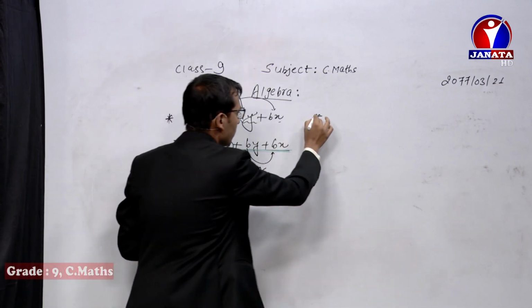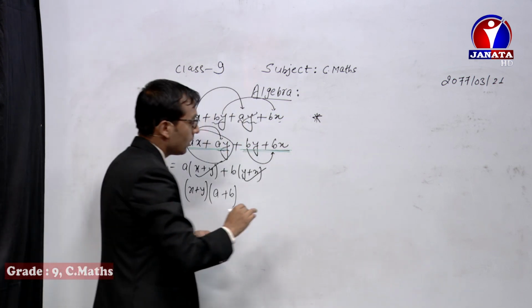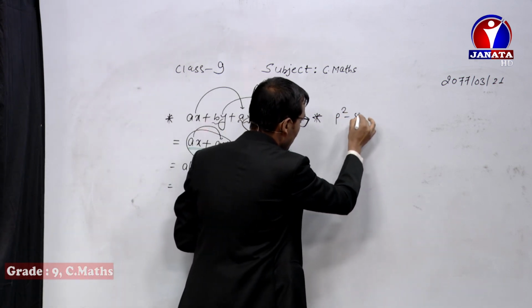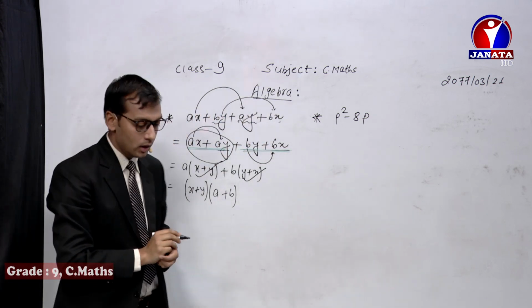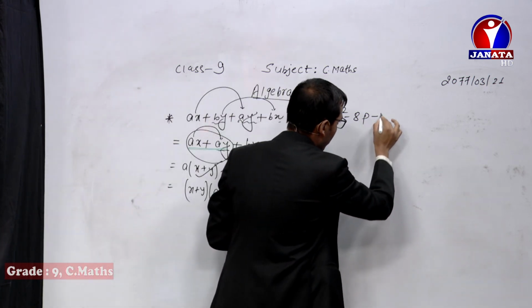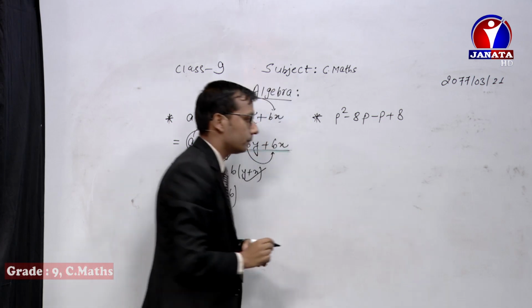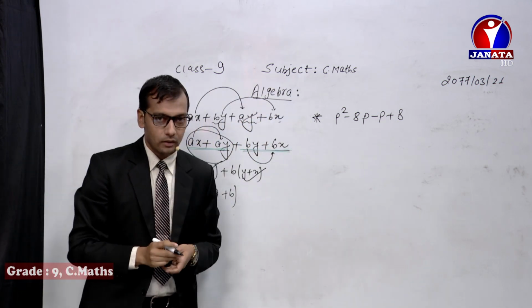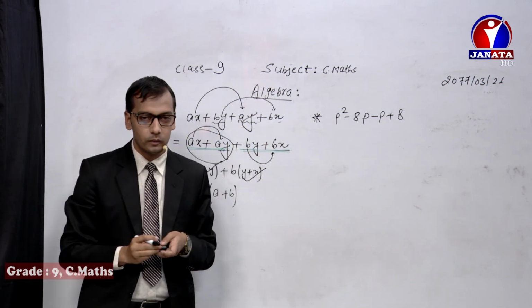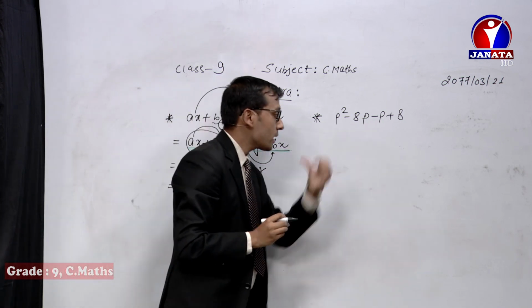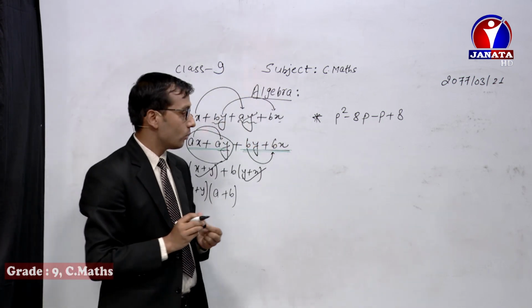The next example I am taking here is p square minus 8p minus p plus 8. Let's try this. How do we factorize? Again, this expression contains 4 terms.